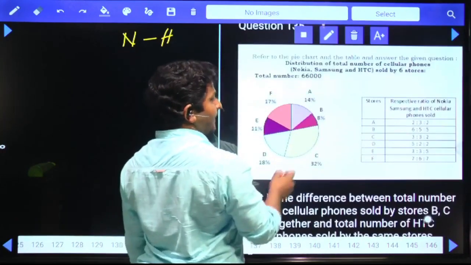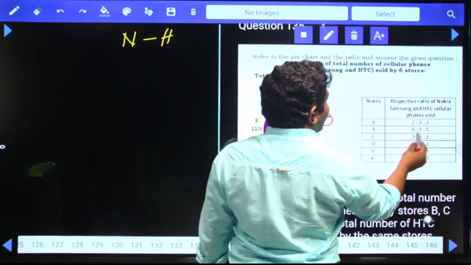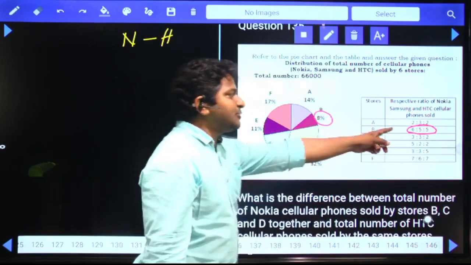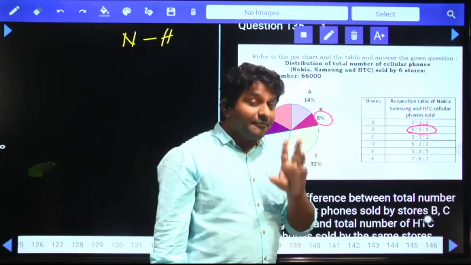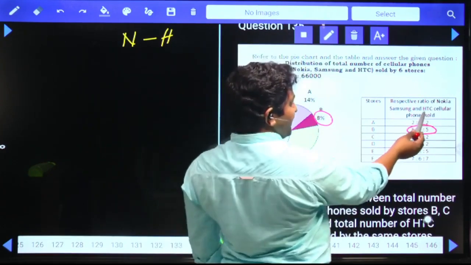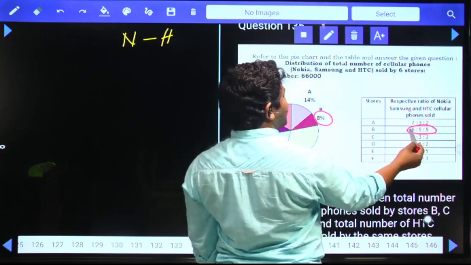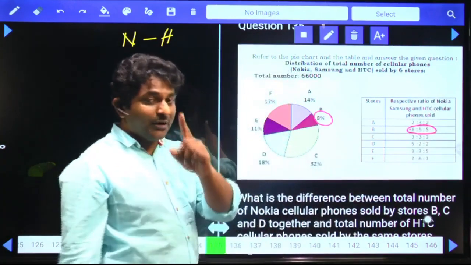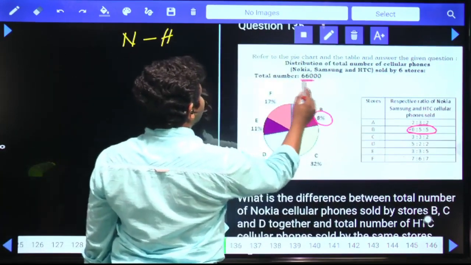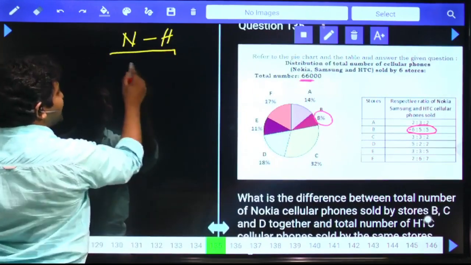Right. B, we have total 8 percentage and 8 percentage is divided into 16 parts. Each part is equal to half percentage. Difference between Nokia and HTC, Nokia and HTC in the sense first and then last. Nokia minus HTC, 6 parts minus 5 parts, 1 part. 1 part is equal to half percentage. Half percentage of this number, 1% is 660, half percentage is 330.